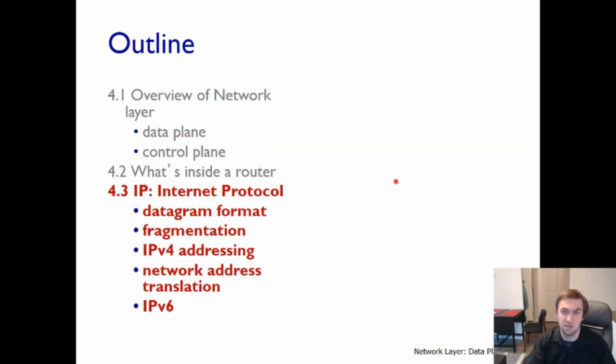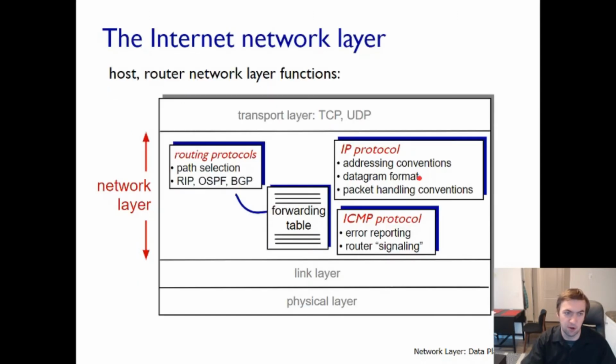Let's start delving into IP, Internet Protocol. As a reminder, the network layer lies between the transport and link layers in our hierarchy, and it includes a number of different protocols that we need to consider. First off, we have our routing protocols. This refers to path selection, the way that we actually send our information, what way it is supposed to go. Then the IP protocol, which handles the format of our datagrams, what the conventions should be for addresses, and how to handle packets. And the ICMP protocol, which handles router signaling and error reporting.